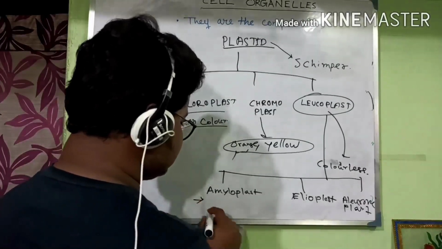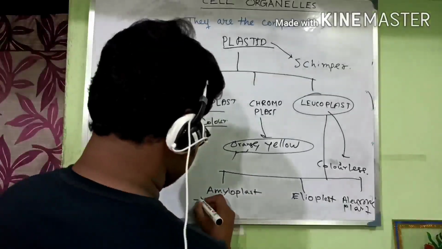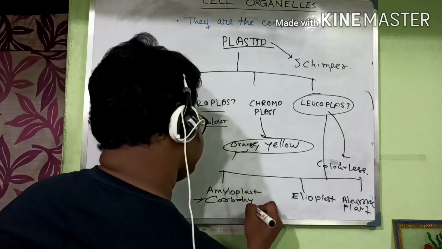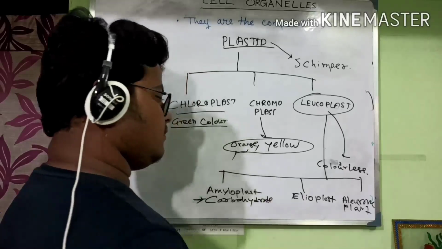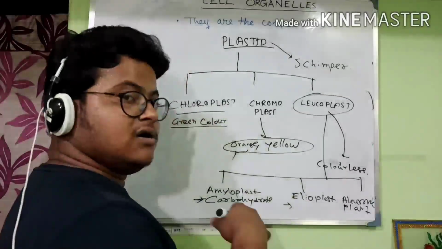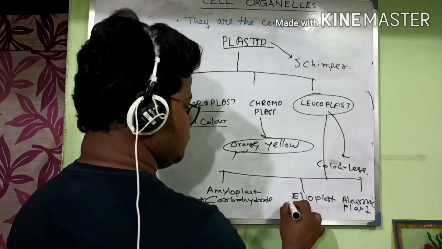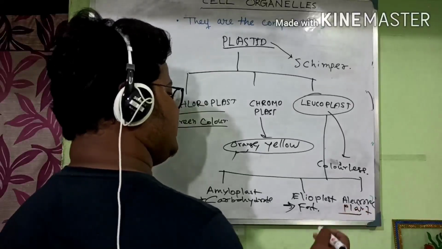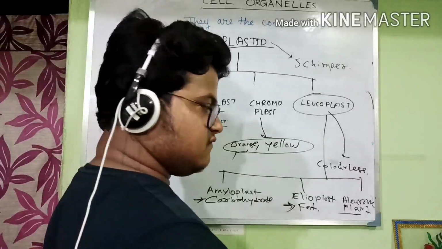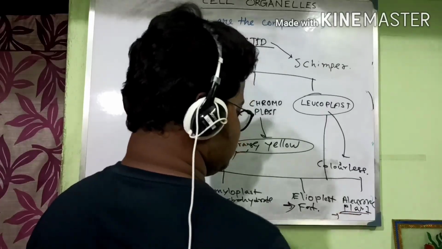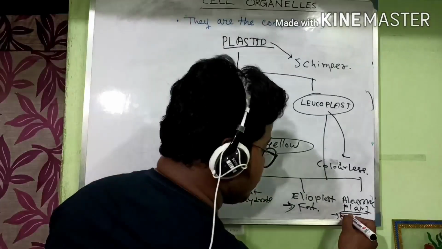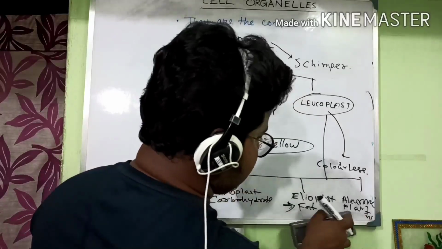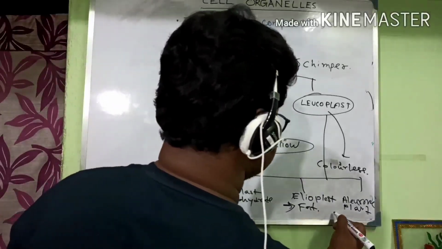The amyloplast stores carbohydrate. Elaioplast stores fat or lipid, and the aleuronplast has storage products like proteins.